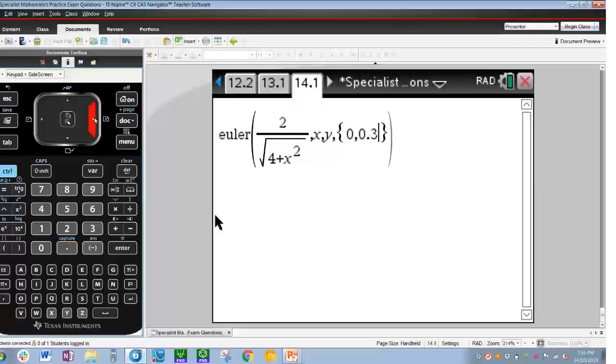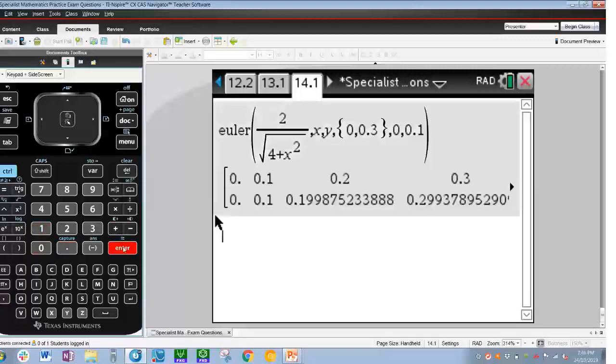Now let's tab all the way to the end. Now press comma again, and we want the initial y value, which was given to us as 0. And finally, let's type in the step size, which is 0.1. Press enter, and here we go.